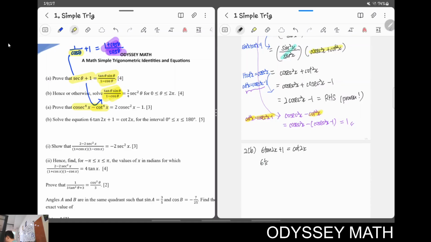So if you take a look here, I will convert cotangent 2x to 1 over tangent 2x. So the objective in a trigo equation is to see whether or not you can repeat that trigo expression again and again. Here you see tangent 2x, and you also see tangent 2x again. So multiply throughout by tangent 2x, so we have 6 tangent square 2x plus tangent 2x equals 1. Bring the 1 over to the left.